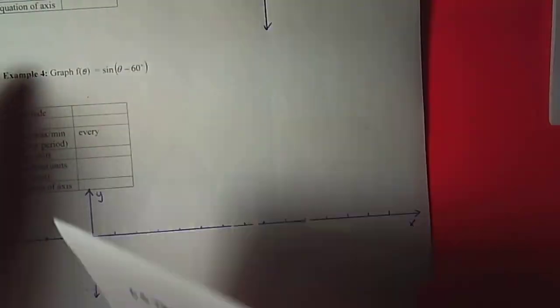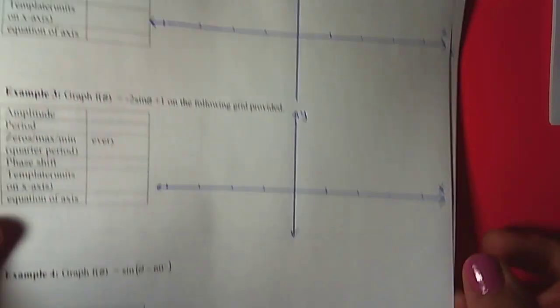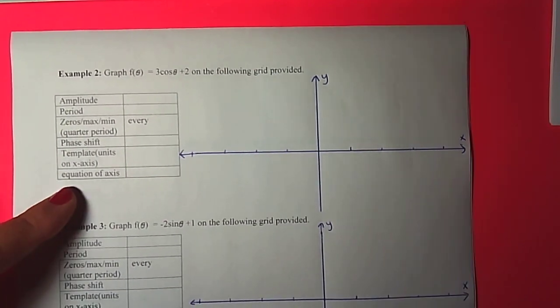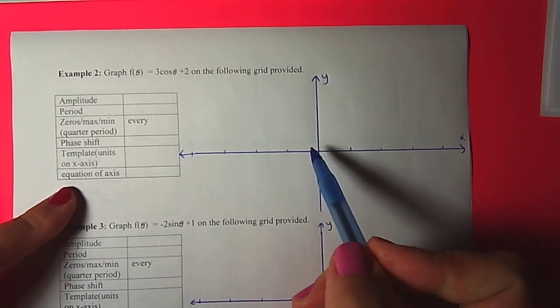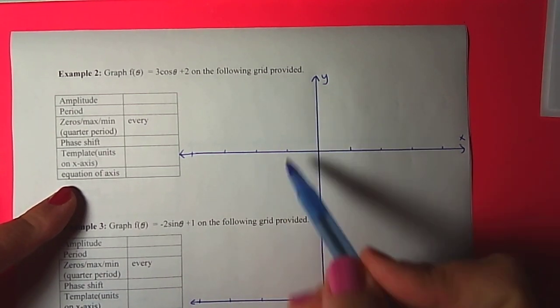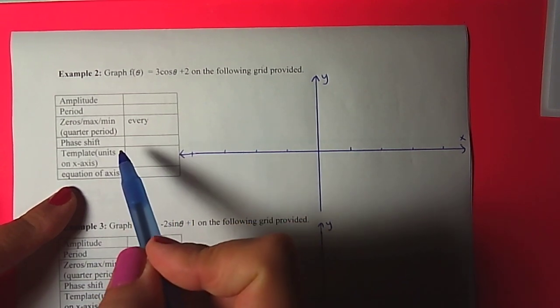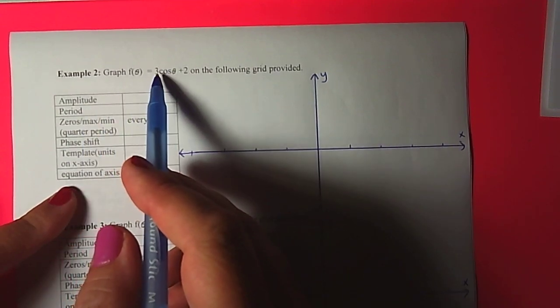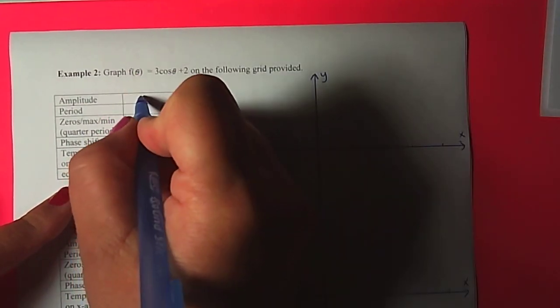Let's look at the second example. Graph f of theta equals 3 cos theta plus 2 on the following grid provided, but actually the grid is not provided, so you can just draw your own x and y axis. Okay, so again, amplitude is the absolute value of a. A is 3, so amplitude is 3.